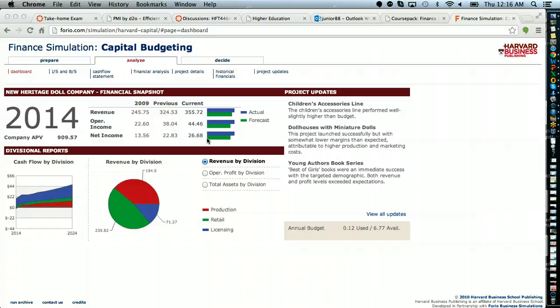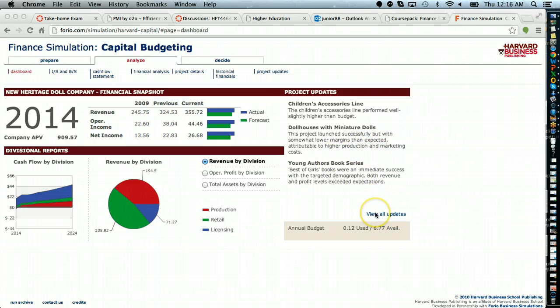To explain that, I need to show you the projects that I actually invested in. Over here on the right side, where it says project updates, you see exactly the projects I invested in. For instance, I have the children's accessories line, which performed well, slightly higher than budget. The next I invested in was the doll houses with miniature dolls. This project launched successfully, but with somewhat lower margins than expected, attributable to higher production and marketing costs.